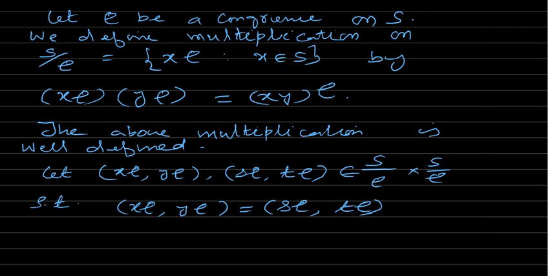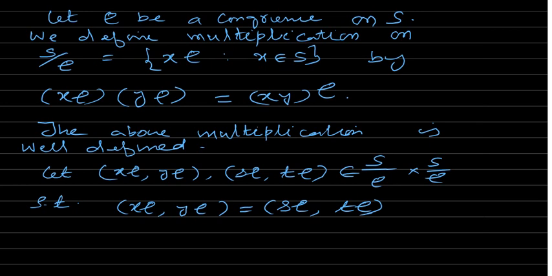Okay. So we need to show that the product xρ yρ should be equal to sρ tρ. So their product should be the same. That's what we mean by the well-defined multiplication. So these two pairs are equal, and we must show that xρ yρ is equal to sρ tρ.